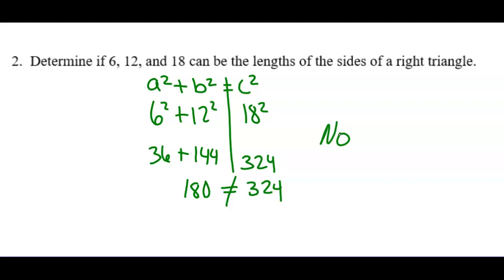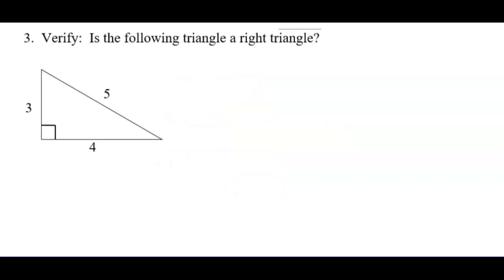I asked if you could determine if this was a right triangle or not. It's not. Okay? Next example. Now you've got a picture of a triangle. It says, verify this is a right triangle. Even though this symbol is here, we don't know that for sure. So what I want you to do is plug this into the Pythagorean Theorem, solve both sides, and tell me if this is or is not a right triangle. Make sure this is done in your notes when you come to class.